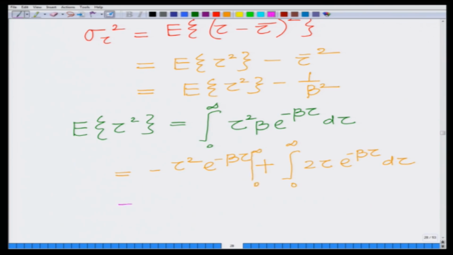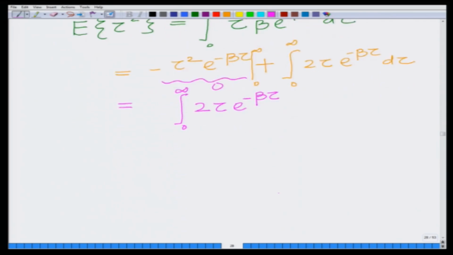Now, if I look at this part again, at infinity e to the power of minus beta tau is 0, at 0 tau square is 0. So, this is basically 0. What remains is the integral between 0 to infinity of 2 tau e to the power of minus beta tau.